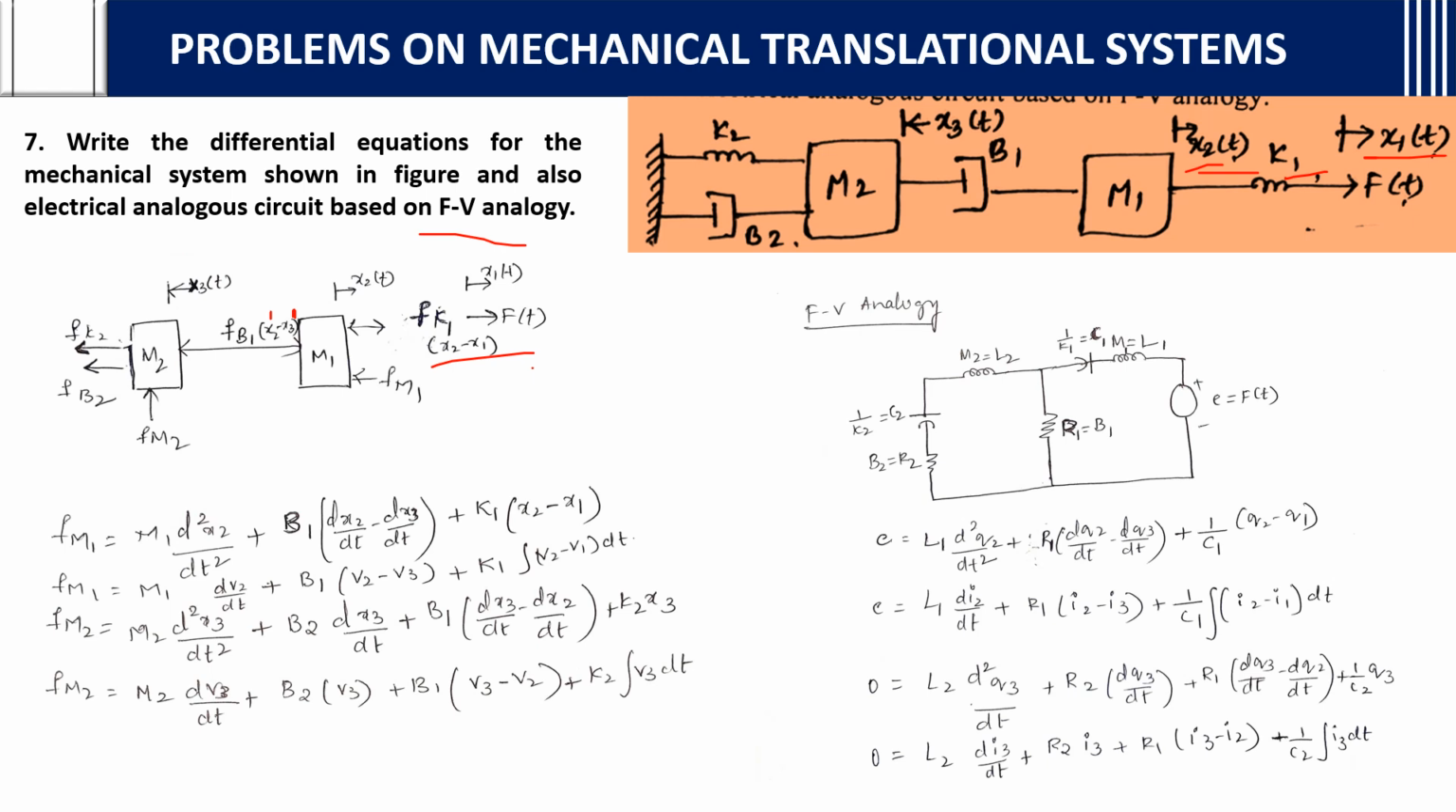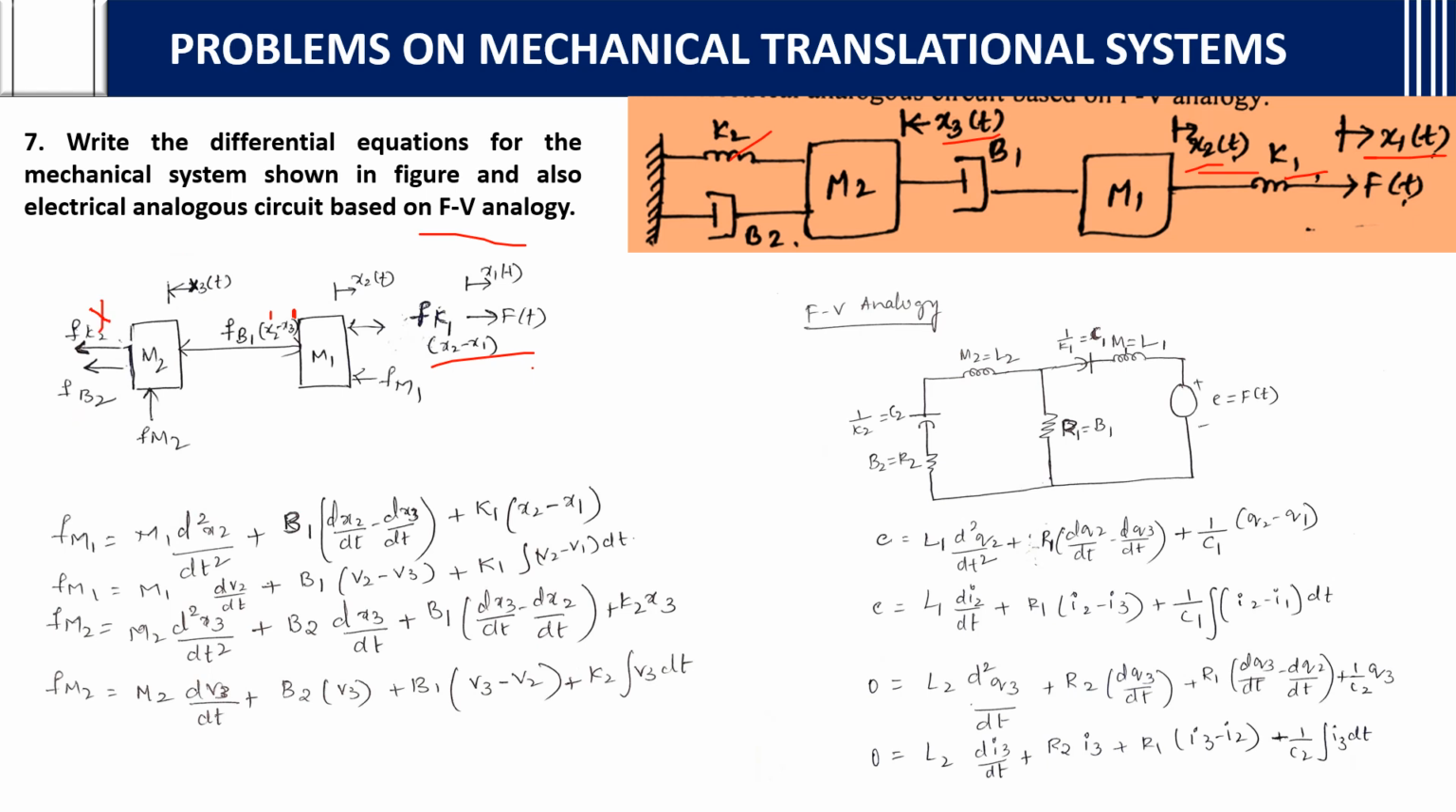For M2, what will we do? X3 of t is given in the question. Then B1 is anyway written. After writing B1, what will we write? There is a spring connected, so F_K2 into x3, and F_B2, B2 into x3 dash. I actually forgot writing some things. Directly I have written.